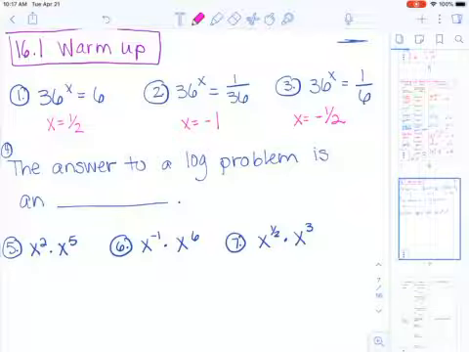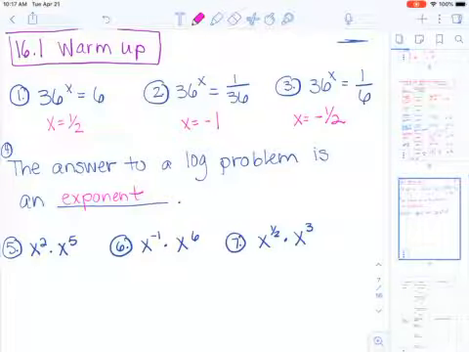Okay, a few of you guys missed this on the quiz, which makes me think you have not been watching my amazing YouTube stardom videos. But the answer to a log problem is an exponent. It's not exponential form, it's not exponential, it's not the log equation, it is an exponent.